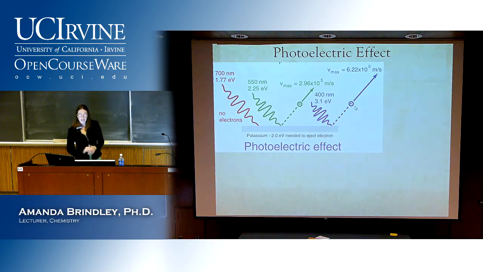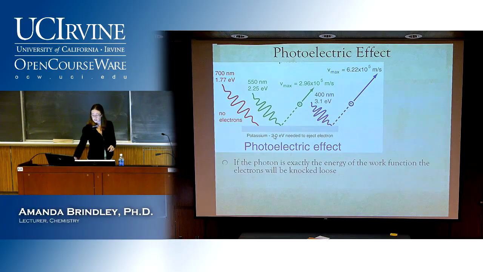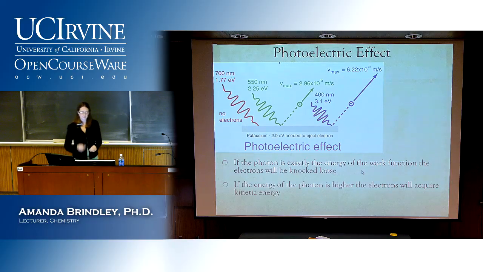Now looking at this in a little bit more detail. This is the potassium example I had from before where I just talked it through. If you put in just enough energy to knock the electron loose, so in other words, exactly the energy of the work function, and just a reminder, the work function is the lowest energy you need to eject an electron, then the ejected electron won't have any energy. You're putting in just enough energy to knock it loose, but not enough to give it any energy at all.